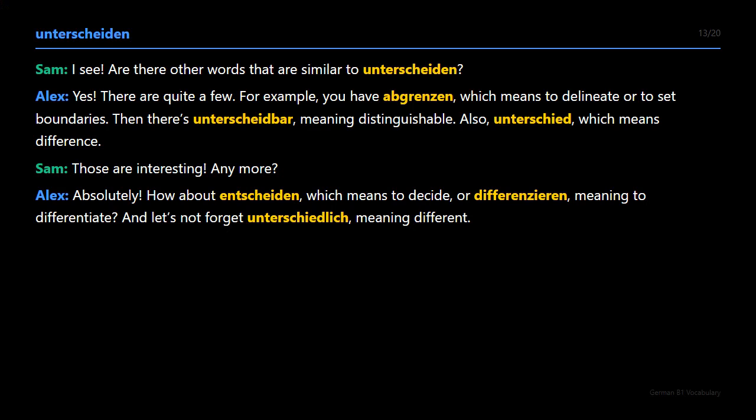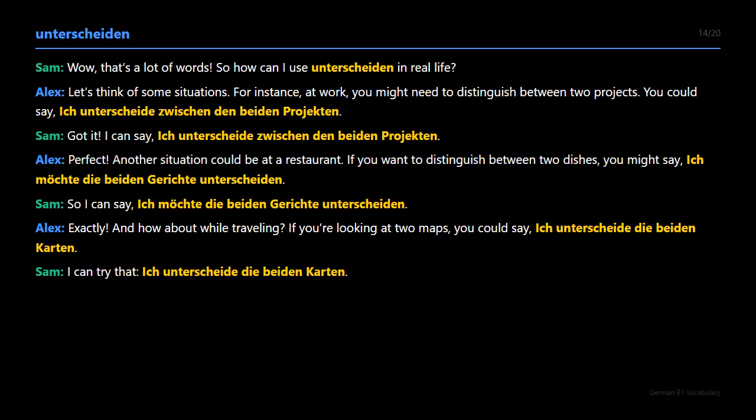Those are interesting. Any more? Absolutely. How about entscheiden, which means to decide, or differenzieren, meaning to differentiate? And let's not forget unterschiedlich, meaning different. Wow, that's a lot of words.